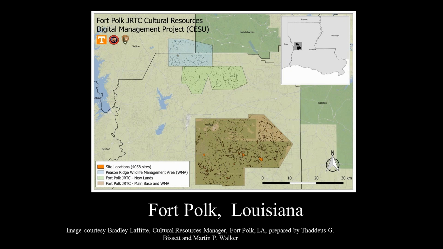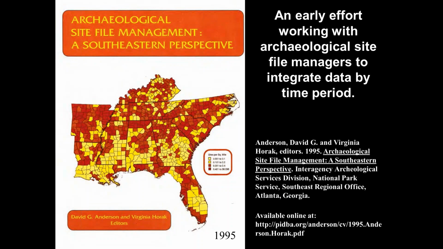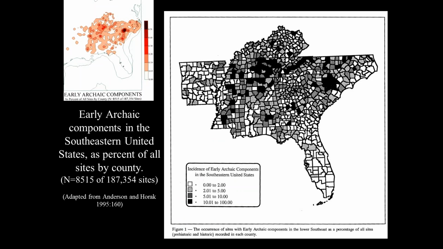Likewise rare have been detailed quantitatively based analyses documenting human responses to environmental change that encompass broad geographic and temporal scales. Here we show that this situation is rapidly changing for the better. An early effort involving archaeological site file managers in the mid-1990s led to the recognition that important information on settlement and land use could be found in the combined and mapped data, showing concentrations during specific time periods, like this example of early Holocene, early Archaic sites in the southeast.